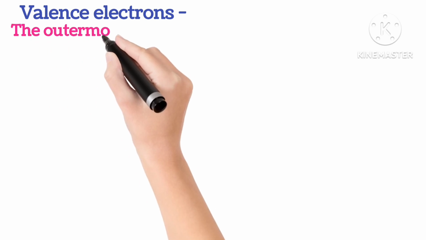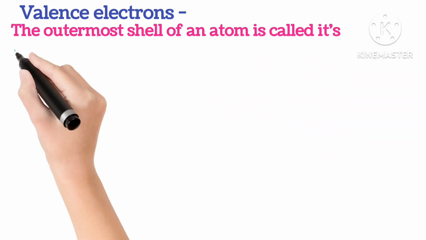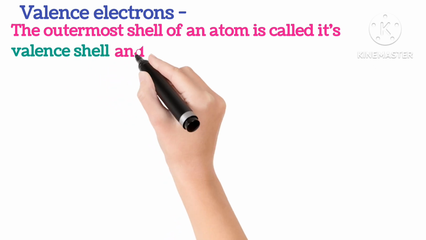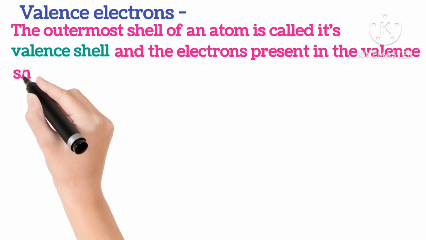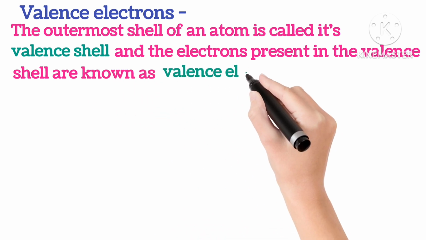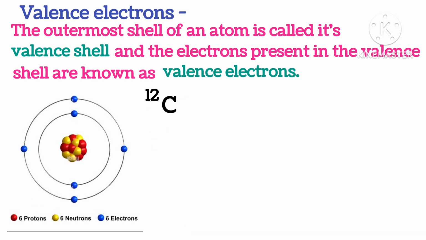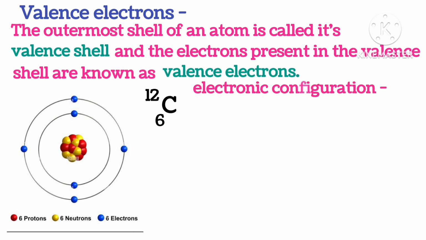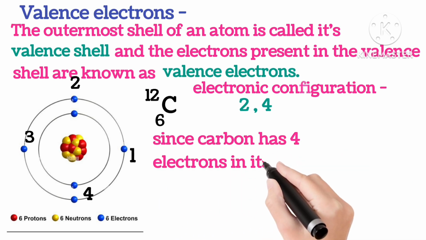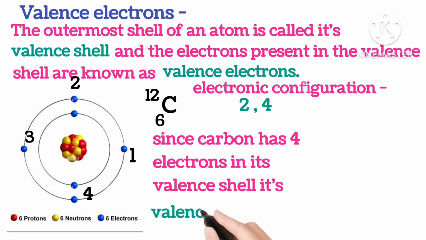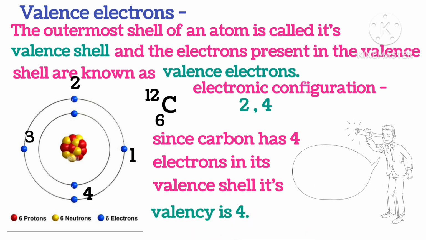Valence electrons. The outermost shell of an atom is called its valence shell, and the electrons present in the valence shell are known as valence electrons. So the carbon atom with the mass number 12 and atomic number 6 has electronic configuration of 2 and 4, 2 in the inner shell and 4 electrons in the outer shell. So it requires to either gain or lose 4 electrons to become stable. So its valency is 4.